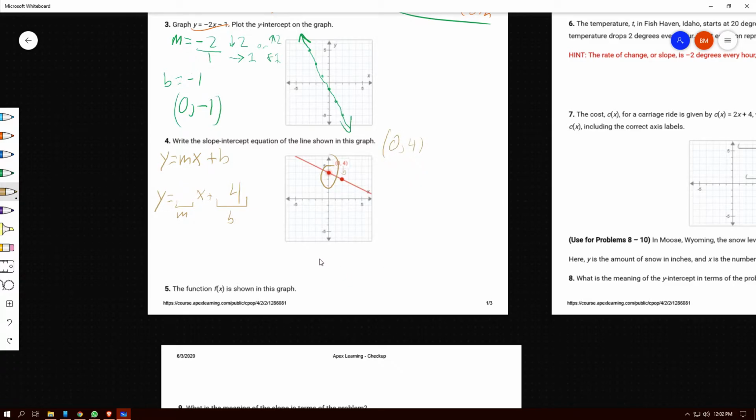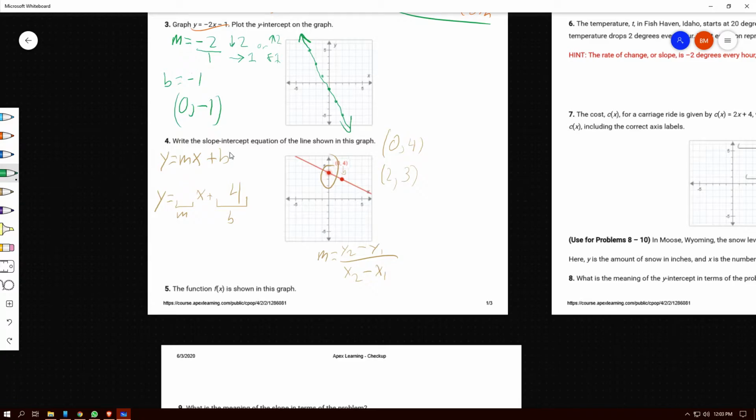Now, I'm given one ordered pair, 0, 4. To calculate a slope, if we recall from last section, our slope formula is y2 minus y1 divided by x2 minus x1. So we actually need two ordered pairs. We're given another point, but we're not actually given the ordered pair. I'm going to count it out. I'm going to start at the origin. I'm going to go 1, 2. So my x value is 2. And then 1, 2, 3 up. So 2, 3 is the other point they give me.